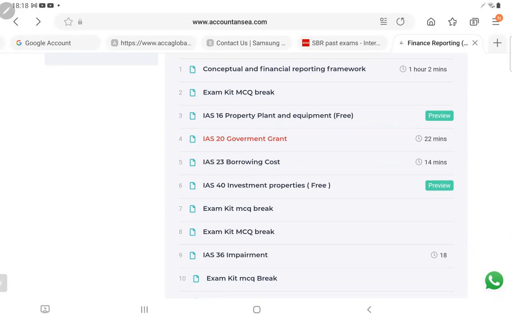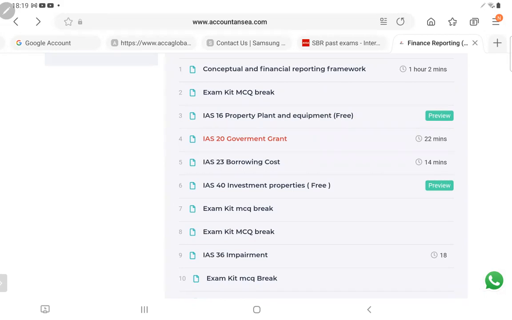IAS 23 borrowing cost is about capitalization of interest cost or finance cost while preparing the qualifying asset. And what are the qualifying assets which take a substantial period of time? The detailed accounting of the borrowing cost will be done in this standard.